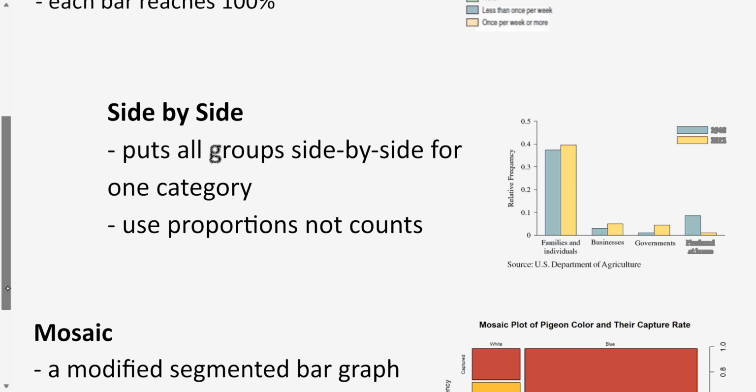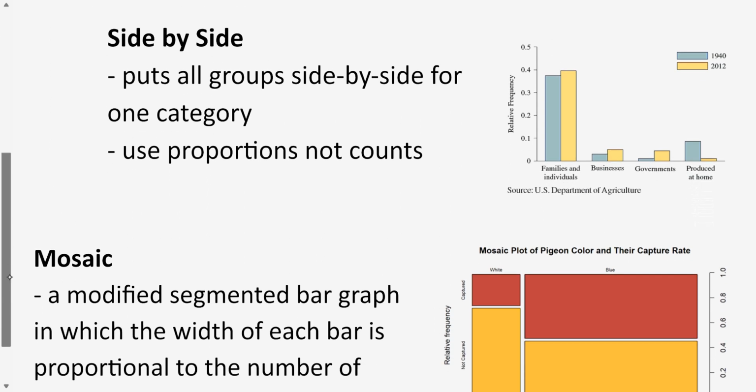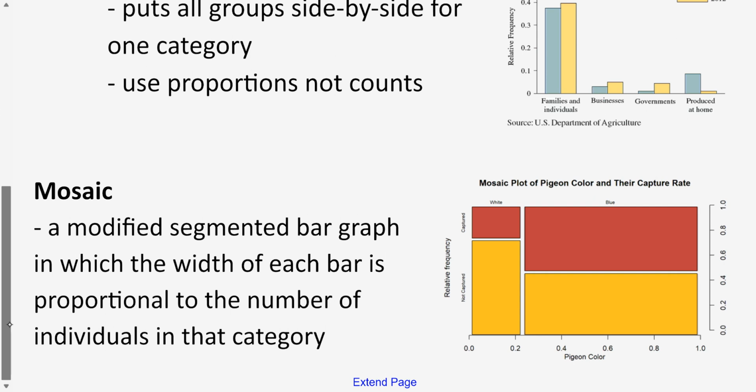Side-by-side bar graphs really compare two different, a lot of times, years or groups within a category, so you can clearly see side by side the difference. And then a mosaic plot is a modified segmented bar graph which also shows the proportional width of the number of individuals in the category on the x-axis as well. So it's like a double segmented bar graph. So let's do one of each of these.